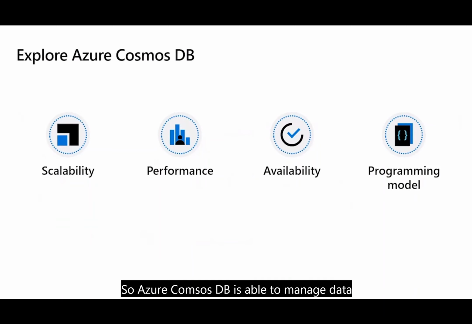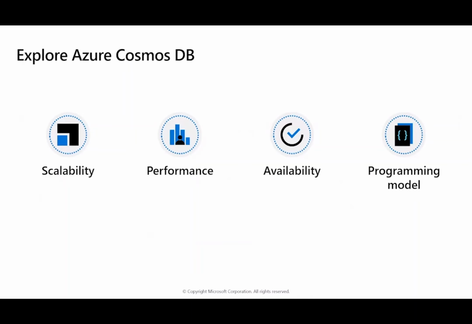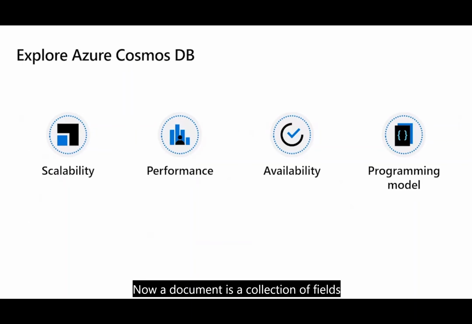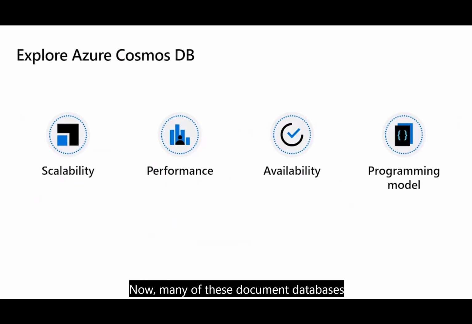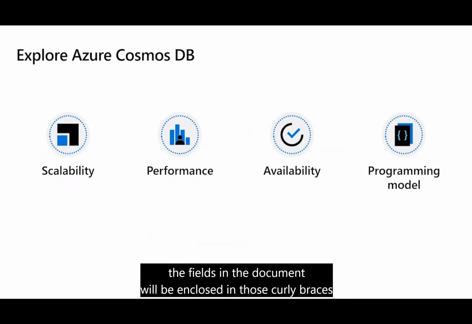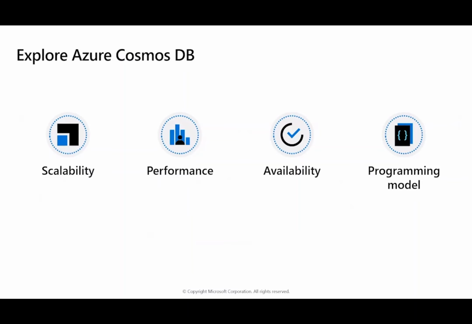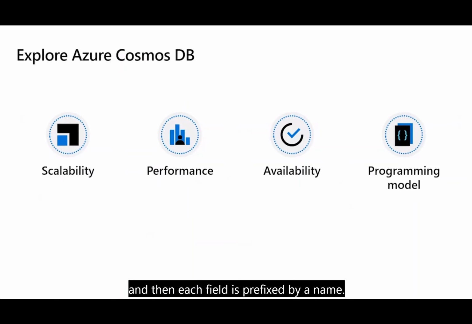Azure Cosmos DB is able to manage data as a partitioned set of documents. Now, a document is a collection of fields, typically identified by a key. The fields in these documents can vary, and a field can contain other child documents. Many of these document databases use a format called JSON to represent the document structure. In this format, the fields in the document will be enclosed in curly braces, and each field is prefixed by a name.